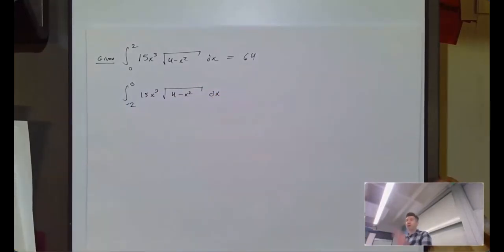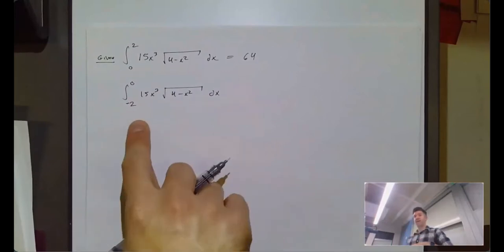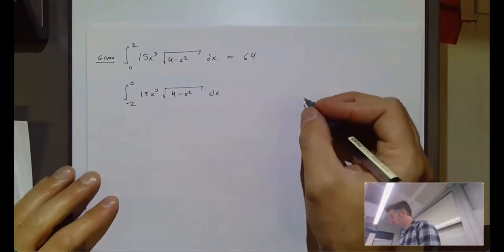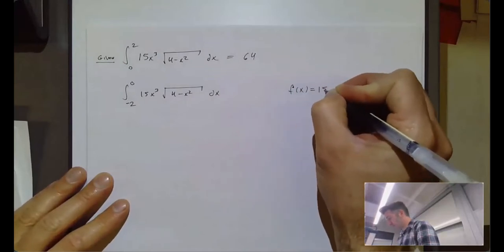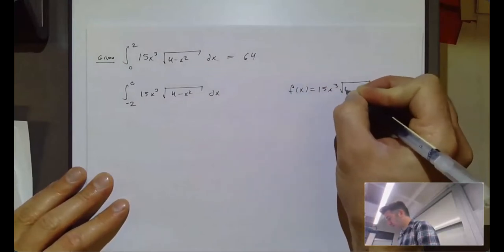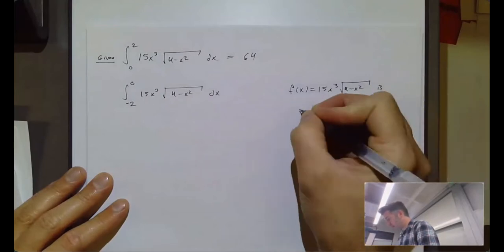Well, we can, not the same way as before. Why isn't this one an odd function? It is an odd function. Something will equal 0, but not that. So it is true that this function f of x equal to 15x cubed times the square root of 4 minus x squared is odd.